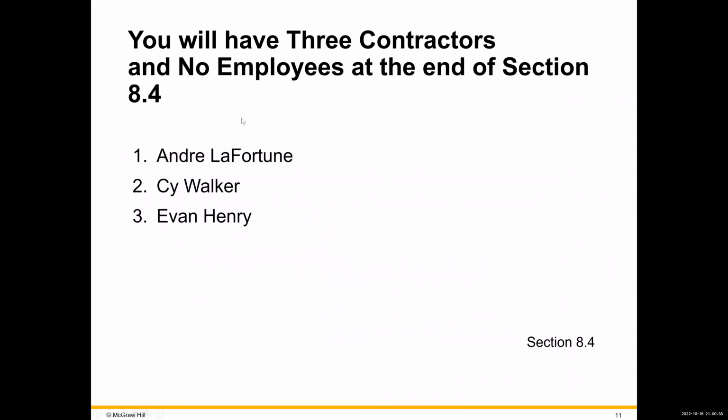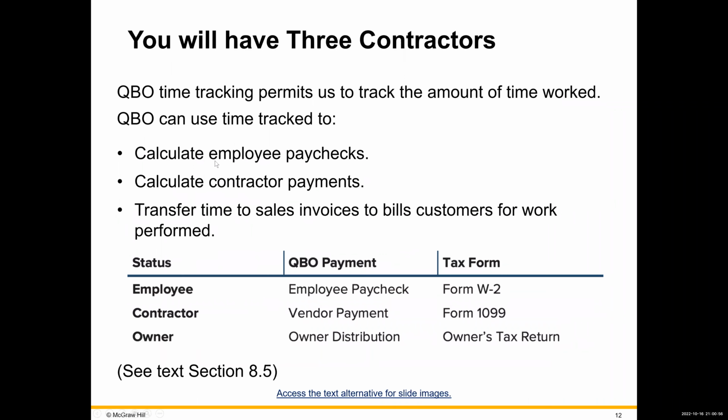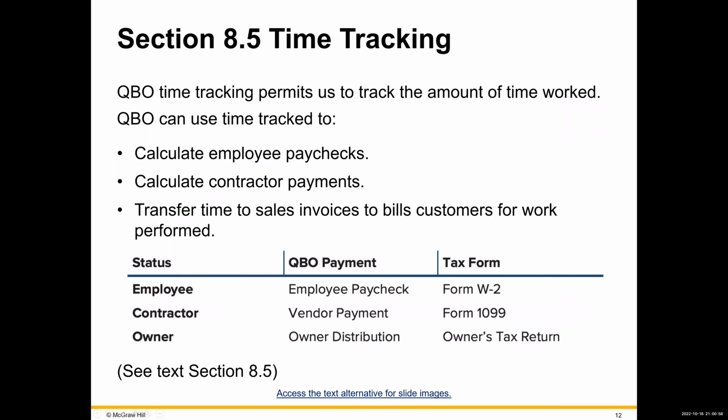Okay, so at the end of section 8.4, you're going to have 3 contractors, but no employees at this point, right? You'll have Andre, Cy, and Evan. That's okay. We're going to add our employee later. Okay. Now we're going to talk about time tracking.